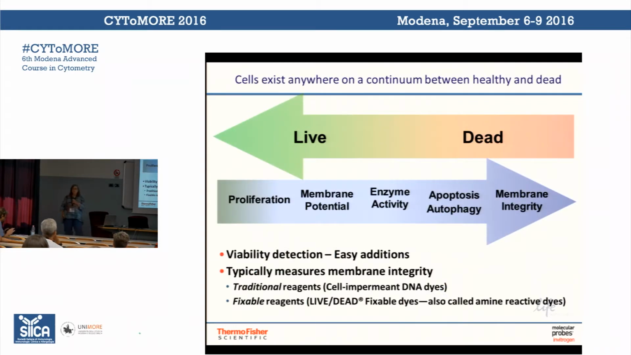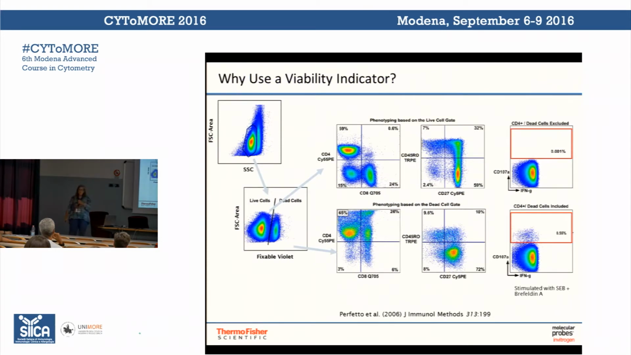So almost every presentation here had some sort of live dead cell discrimination, and I'm really happy to hear that. You know, cells exist on this continuum, and in flow cytometry we basically call dead cell identification through the plasma membrane integrity.